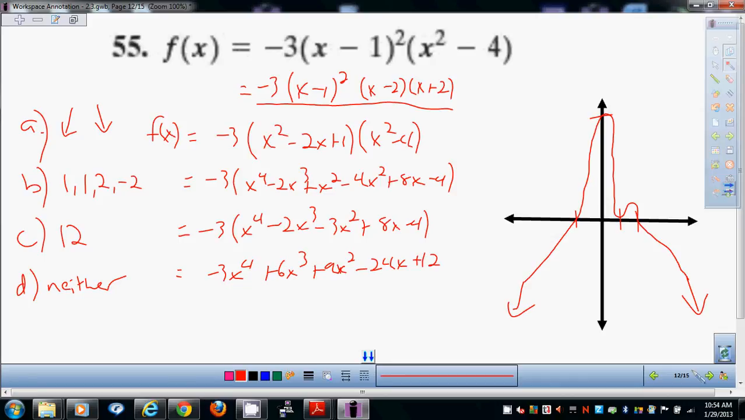Questions about any aspect of these problems? Good question. All you look at is the first term. Even, negative. Even degree, negative leading coefficient. That's it. And then once you have even, negative, you consult your chart and it tells you down, down, up, down, down, up, etc. Other questions?